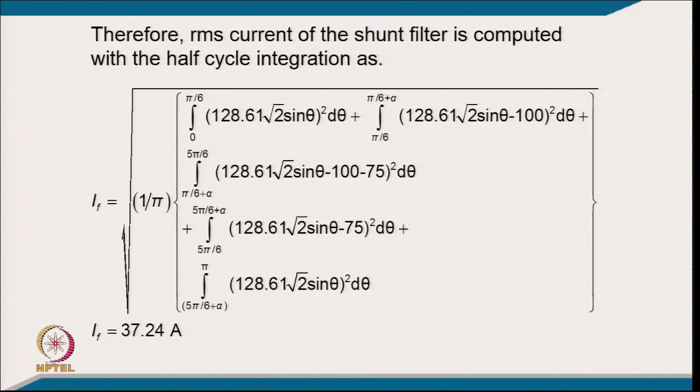Therefore, the RMS current of the shunt filter is computed with the half wave symmetry, that is 2 pi upon 2, the half cycle. Starting with the first 60°, you have this kind of current, then from pi by 6 to alpha, then from pi by 6 plus alpha to 5 pi by 6, then from 5 pi by 6 to 5 pi by 6 plus alpha, and then from 5 pi by 6 plus alpha to pi. The RMS current for this, the filter current, comes to 37.24 ampere.